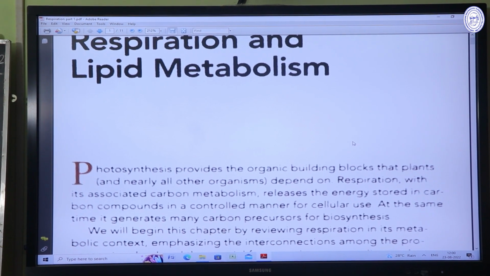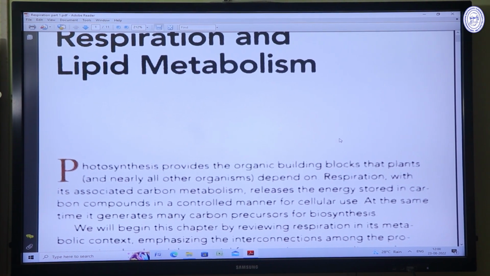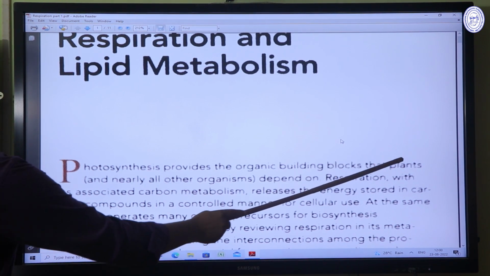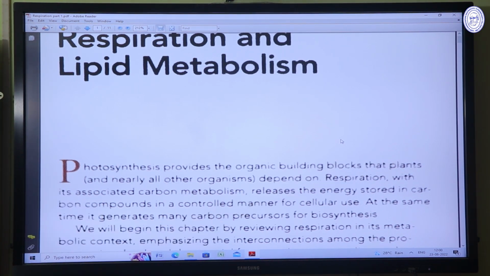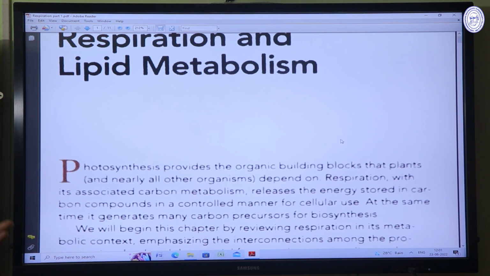During photosynthesis, we saw that photosynthesis provides the organic building blocks that plants and nearly all living organisms depend on. And we know that during photosynthesis, solar energy is transformed into chemical energy, and this chemical energy in the form of ATP is transferred into this organic building block, or you may call it a carbon compound.